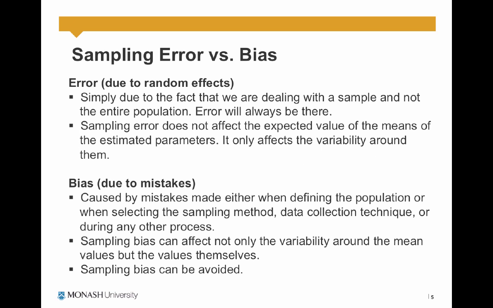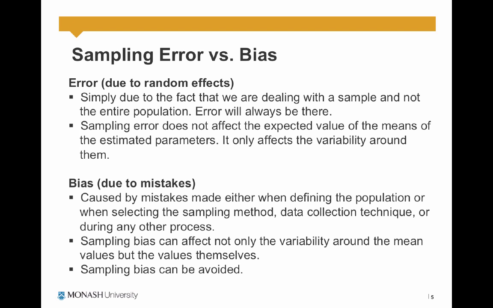When it comes to sampling, it is important to differentiate between error and bias. Error is due to random effects, while bias is due to mistakes. Error is simply due to the fact that we're dealing with a sample and not the entire population. As expected, error will always be there when you do sampling. Sampling error does not affect the expected value of the means of the estimated parameters. It only affects the variability around those parameters.